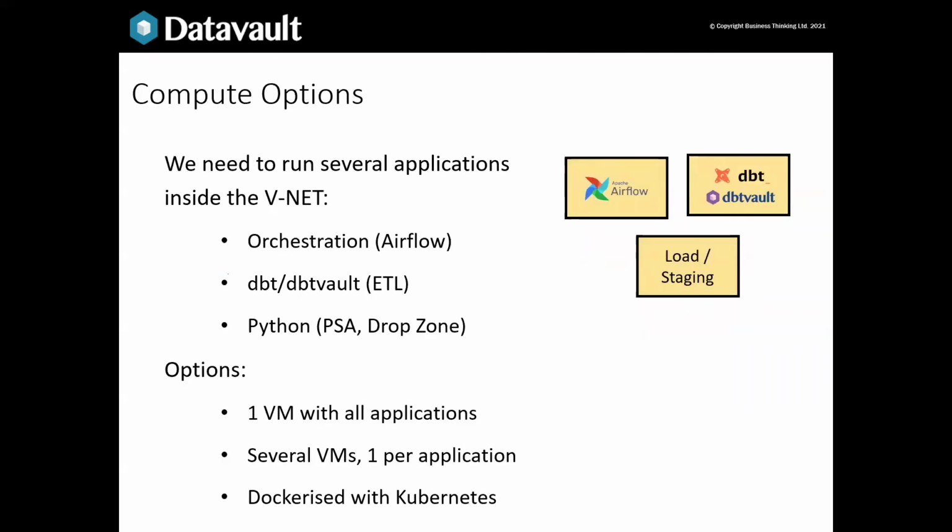On the compute side, we're running several applications inside the VNet. There are several options for doing this. You can have a larger VM that runs everything with all the applications on it. After all, they're all variants of Python. I prefer to run it with several VMs, one per application, so you get a nice clear split. You could even split out Apache Airflow into two parts and have the hosted web interface on a separate VM, or you could Dockerize it and run it through Kubernetes or something like that to deploy these as and when you need them. However, some of these will be running full time, so it may be better to implement them using a permanent VM.